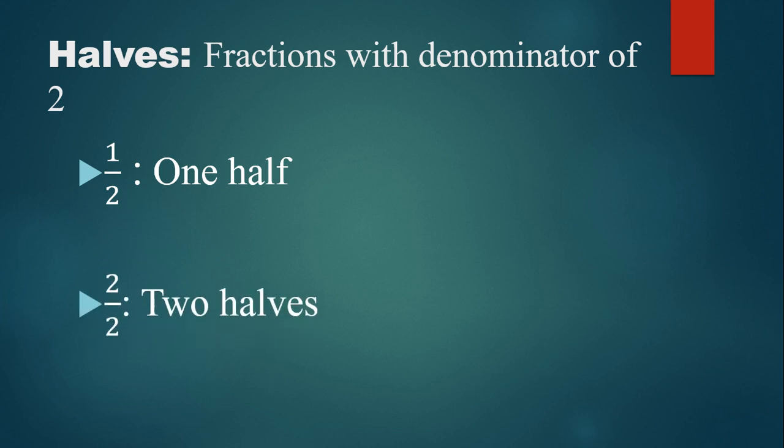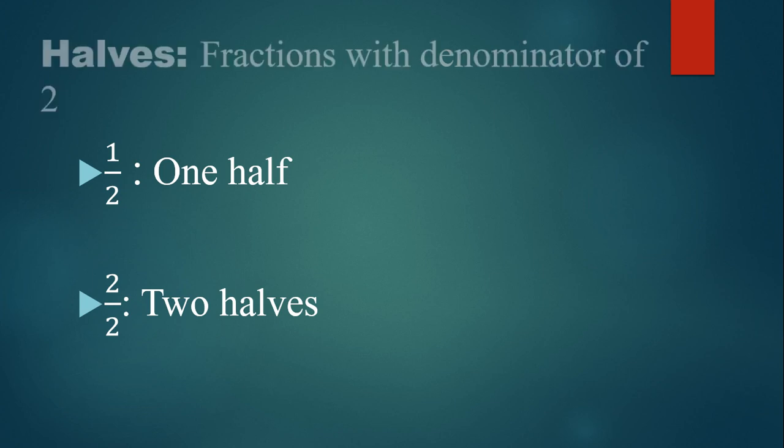Now, what about this one on your screen? What do you call it? This is 2 halves. The numerator is 2, the denominator is 2. Since the denominator is 2, we call it half, and since the numerator is 2, we call it 2. So the fraction is called 2 halves. Let's look at some more halves.